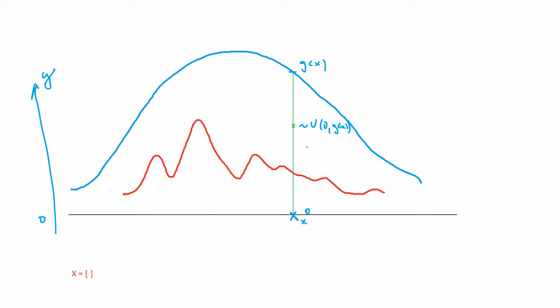And now, if this green cross is above the red line, so let's say this is f(x), which it is, we will reject. So again, if the green x is above the red line, we will reject the sample. So this sample will say no, reject.